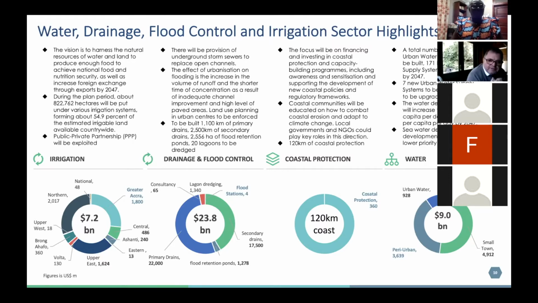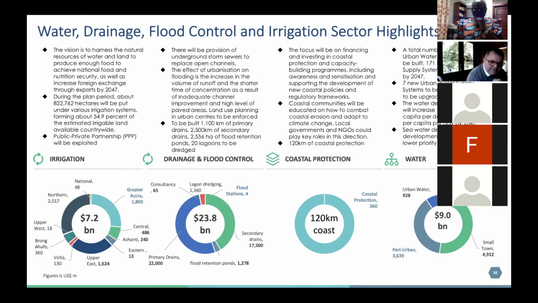And then finally, water. There are nearly 400 projects in the water supply space, both in terms of new peri-urban water supply systems and upgrading of some of the existing urban water supply systems.